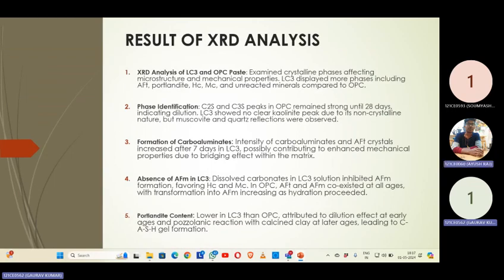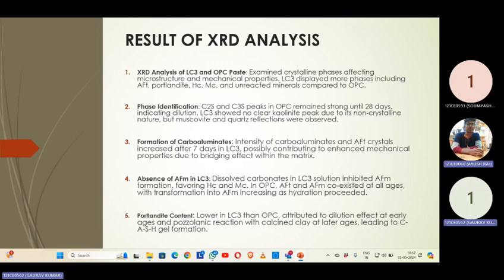Results of XRD analysis. XRD analysis of LC3 and OPC paste examined crystalline phases affecting microstructure and mechanical properties. LC3 displayed more phases, including ettringite, portlandite, hemicarboaluminate and muscovite, compared to OPC. Phase identification: C2S and C3S peaks in OPC remained strong until 28 days, indicating dilution. LC3 saw no clear kaolinite peak due to its non-crystalline nature, but muscovite and quartz reflections were observed.